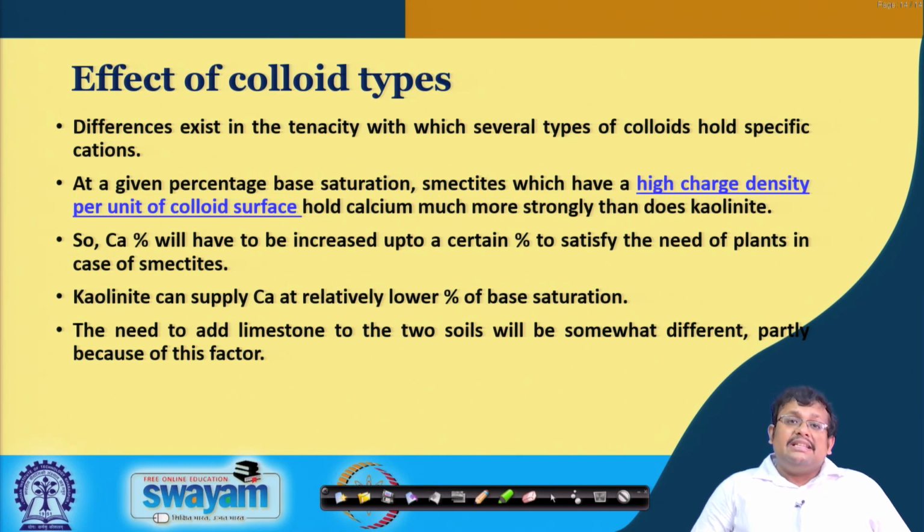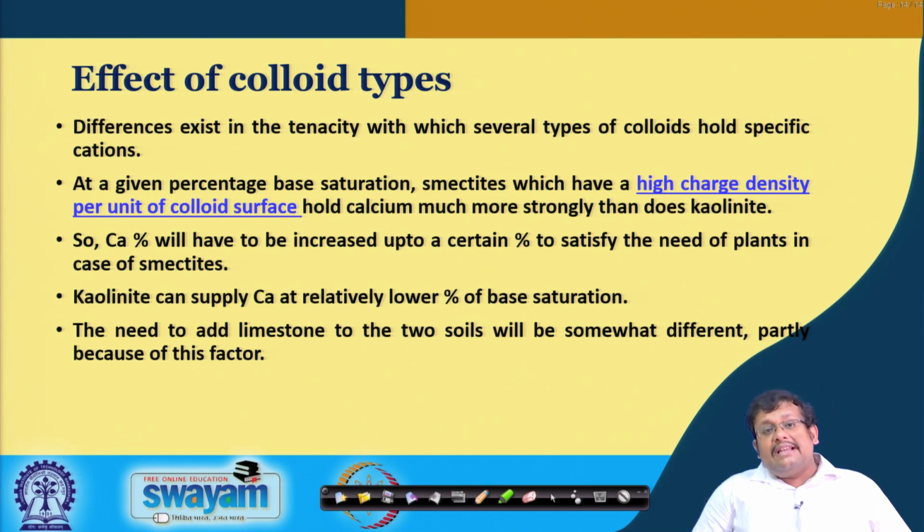So, due to the higher charge density, they can attract this calcium cation more strongly than does kaolinite, because kaolinite has a limited amount of cation exchange capacity. So, the calcium percent will have to be increased up to a certain percent to satisfy the need of plants in the case of smectite. Obviously, we have to apply more calcium in the case of a soil which is dominated by smectite, because smectite has more attracting power for calcium than the other soil.